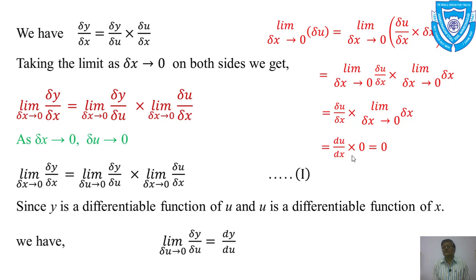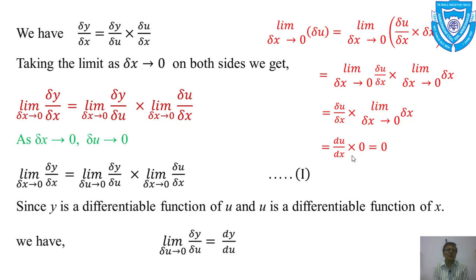Now the limit of delta u upon delta x is du by dx. So in the next line it should be du by dx, because u is a differentiable function of x, du by dx into the limit as delta x tends to 0 of delta x, which is 0. So du by dx into 0 is equal to 0. The second last step in this explanation is unnecessary. It should be du by dx, and this proves that the limit of delta u is 0 when delta x tends to 0.